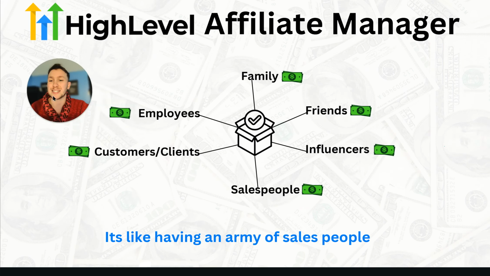It's a simple way to grow your sales by letting others help sell for you. Again, I want to just show this diagram because what an affiliate program really is, is like having an army of salespeople sell for you. And because they're selling on commission, it's basically like getting free sales. It's insane. You can get family members to be affiliates, friends, influencers, salespeople, customers, and clients. You see these dollars I put in here because it just shows you how much you can do with this program.